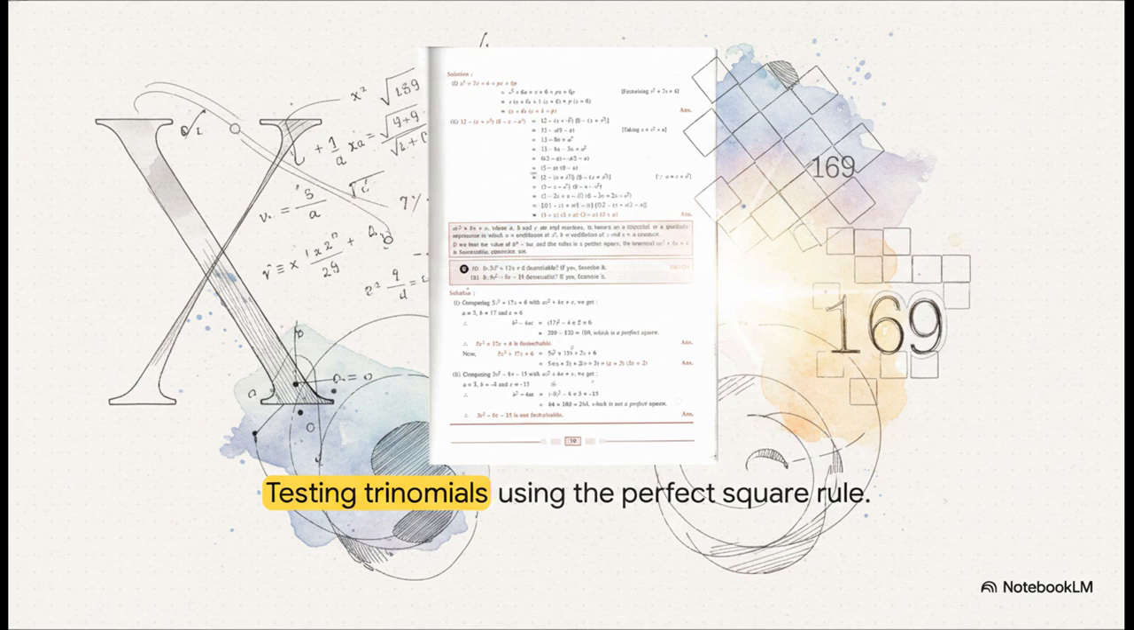For instance, let's say we want to know if 5x squared plus 17x plus 6 is factorizable. We quickly plug the numbers into our cheat code, 17 squared minus 4 times 5 times 6. The math gives us 169. Since 169 is a perfect square, it's 13 times 13, we immediately know it's worth our time to solve.